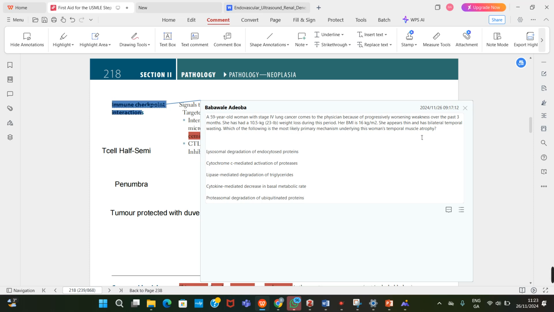Degradation of proteins by ubiquitin. So what is happening here? Cachexia, atrophy. And we talked about atrophy. We said, what are the principles of atrophy? Anybody want to tell us what are the changes? What will happen?